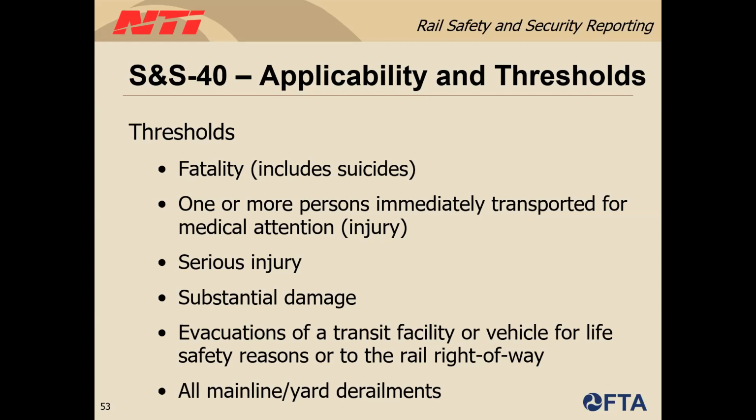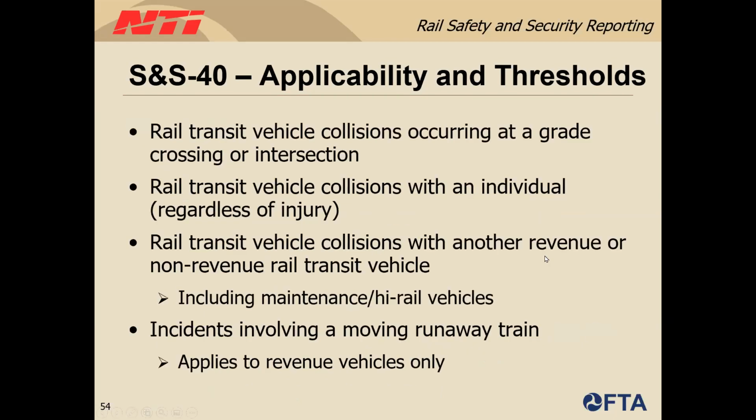All derailments on both main line or in the yard are reportable. A collision involving a rail transit vehicle at a grade crossing or intersection. The grade crossing definition used to include a statement for street running operations. Each intersection was considered a grade crossing, but as you'll see, the grade crossing and intersections have been separated into individual locations, though that does not affect the applicability. Again, we'll talk more about that in just a moment.